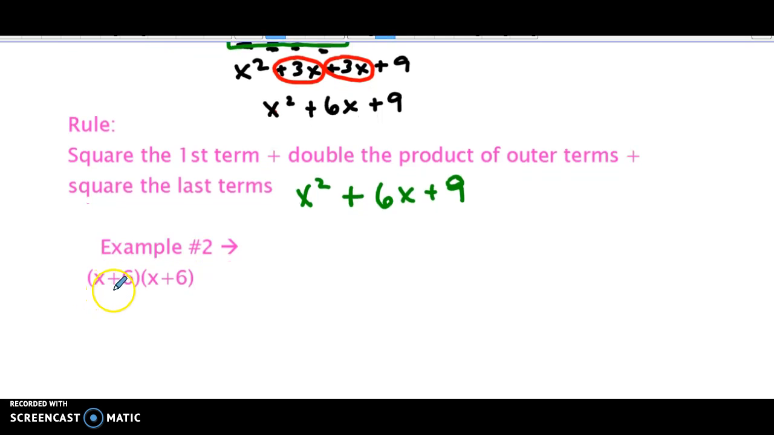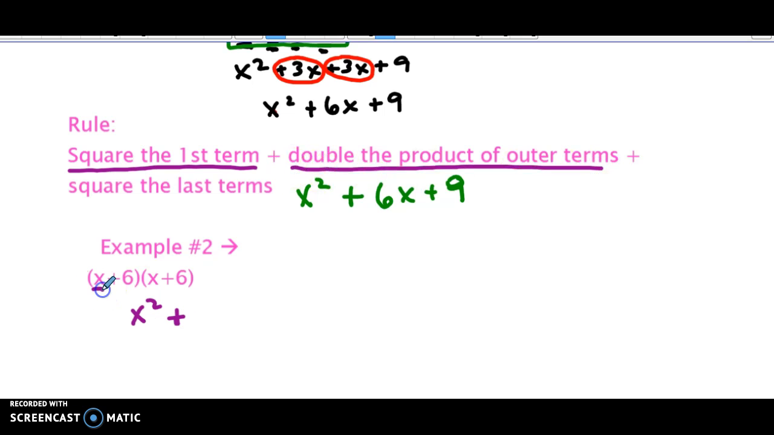So I have, again, a binomial square. I have the same binomial, x plus 6, multiplied by itself. So I'm squaring it. So I'm going to use my shortcut where I'm going to square the first term. My first term is x. If I square it, I get x squared. Plus, I'm going to double the product of the outer terms. X times 6 is 6x. I double that to get 12x.